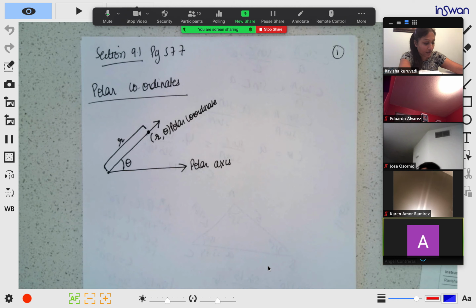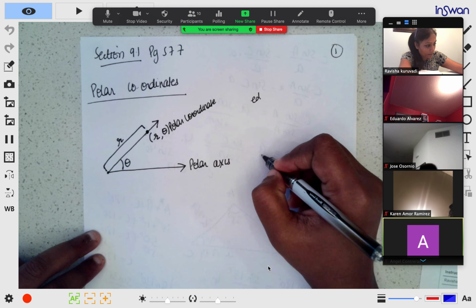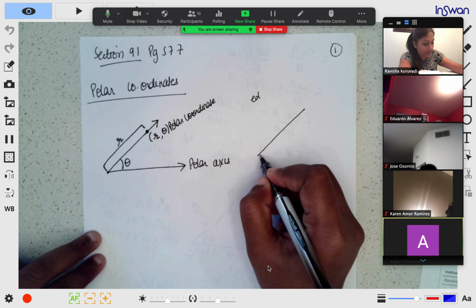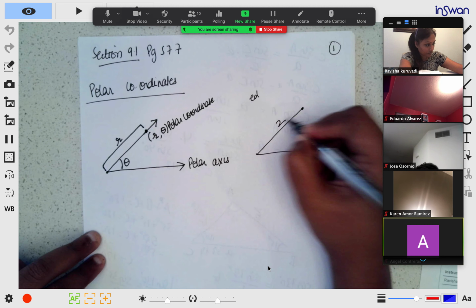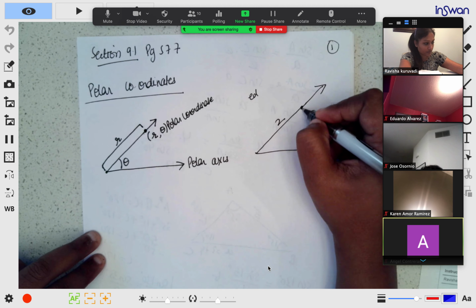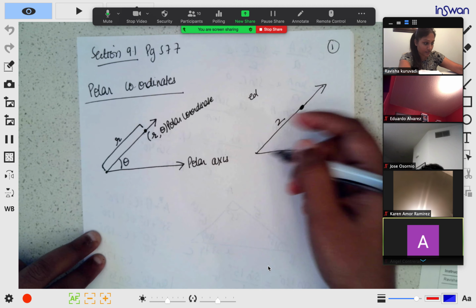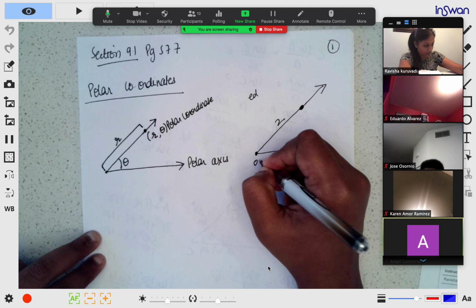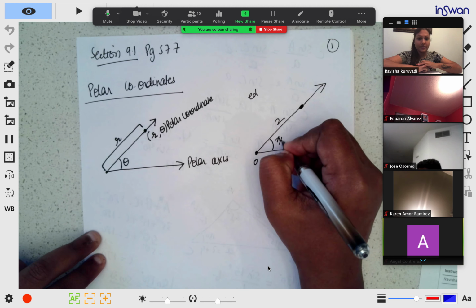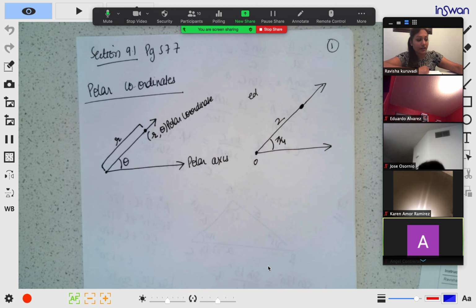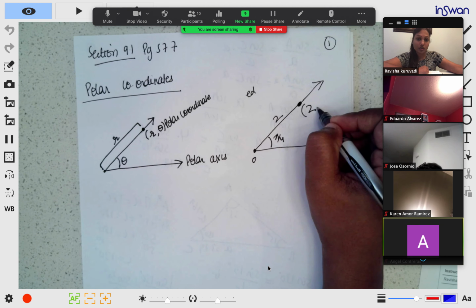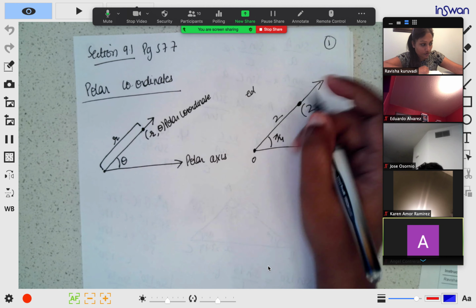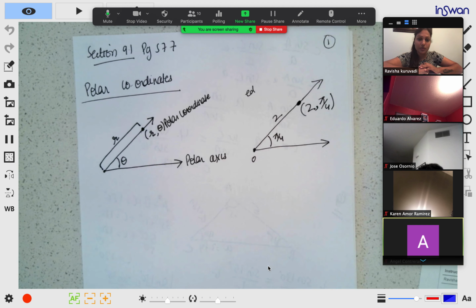For example, I have this as my polar axis. From here to this point my measurement is 2. This is my 0 here, and this is my pi by 4. I say write the polar coordinate. You write 2, whatever the length is, comma, and whatever angle it is making with the polar axis, pi by 4. So that's how you write the polar coordinate.